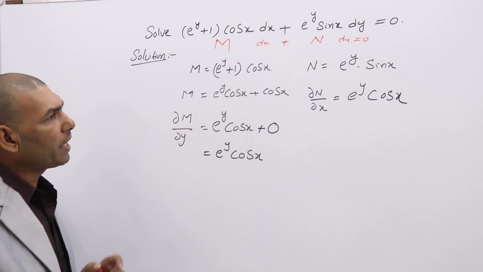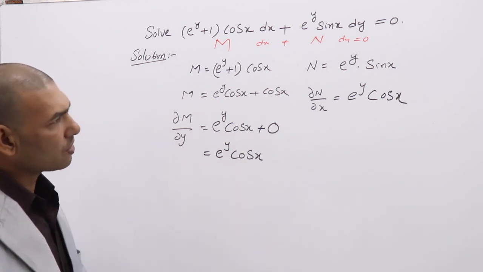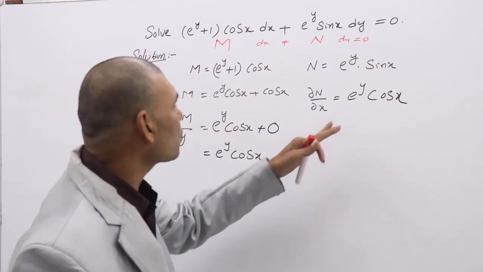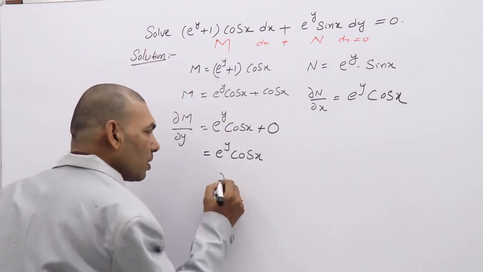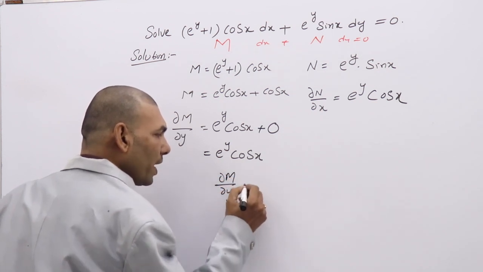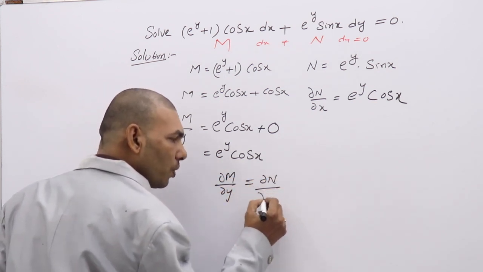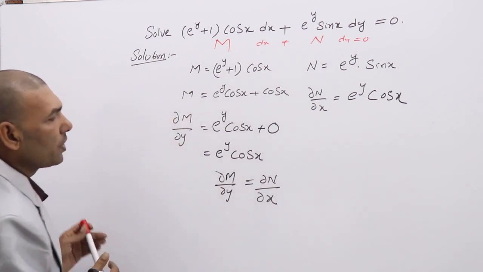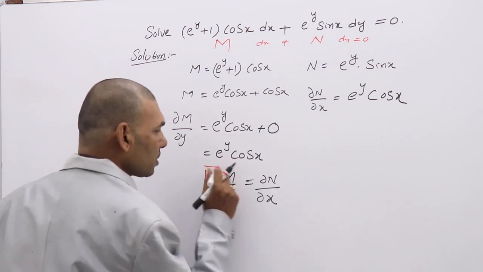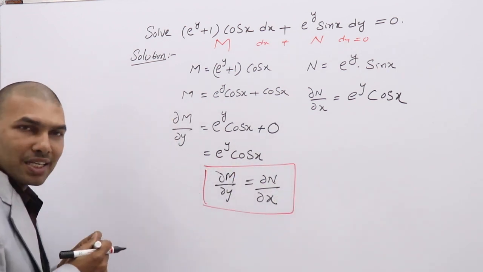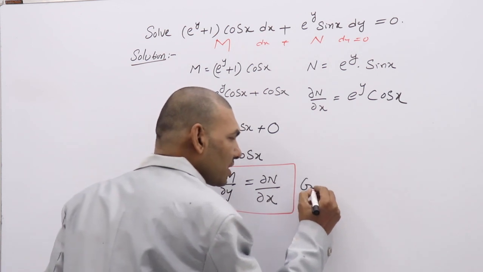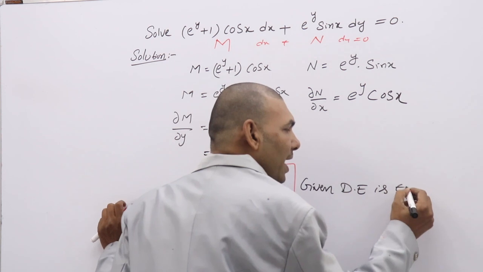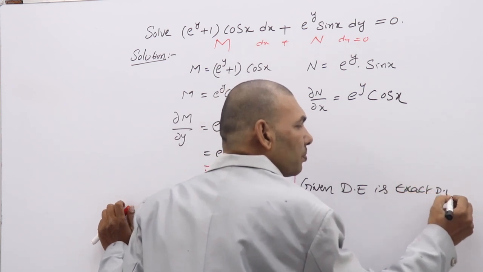Tell me, what is dou M by dou y? e power y cos x. What is dou N by dou x? e power y cos x. These two are equal. That means dou M by dou y equals dou N by dou x. So what can we decide? The given differential equation is exact. Exact DE.